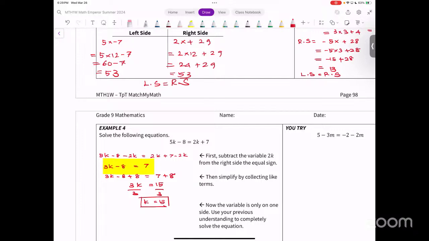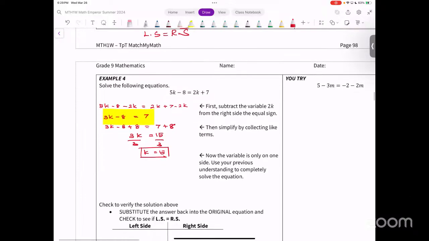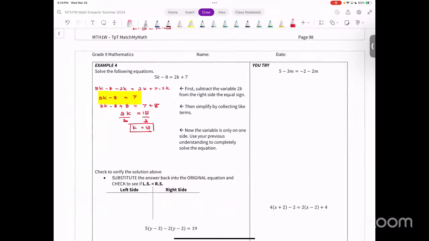Are you guys following that? Guys online, are you guys following that? Yeah. You need to check it, so we're gonna check it. So 5k minus 8. 5 times 5 minus 8. 25 minus 8, 17. 2k plus 7. 2 times 5 plus 7. 10 plus 7, 17. Can you try the question, please?